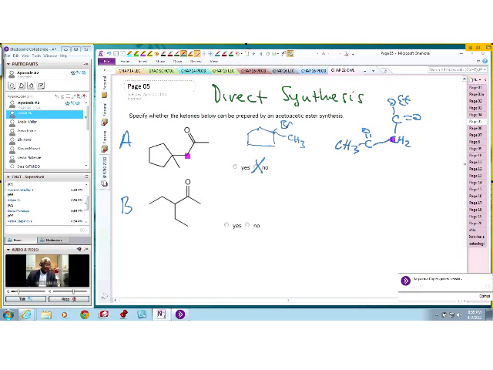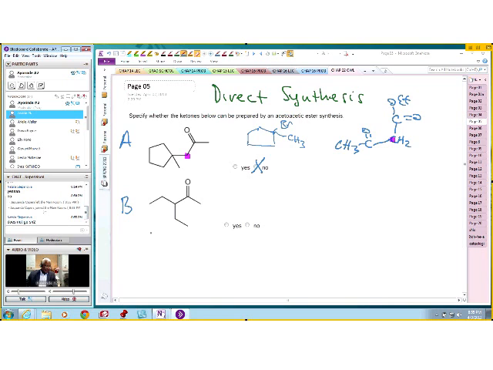And we cannot do that. Why? Does anybody know why that will not work? It does not go exactly because a tertiary carbon would not undergo an SN2 reaction. So that is why this is no right here.